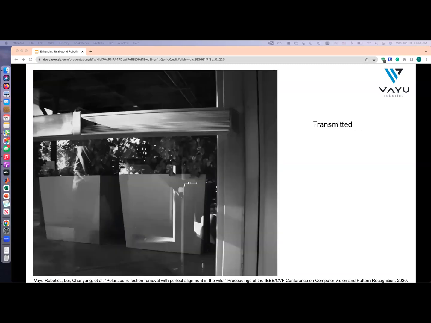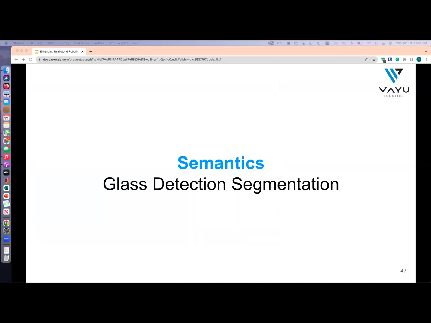Yeah, so by supplying the reflection component to the monocular depth estimation network, we are also able to get the depth of the reflected component.